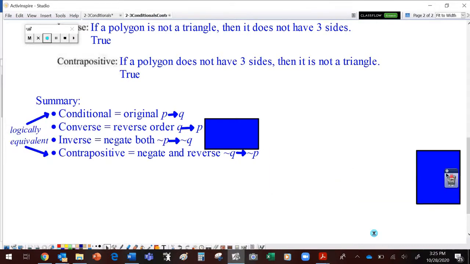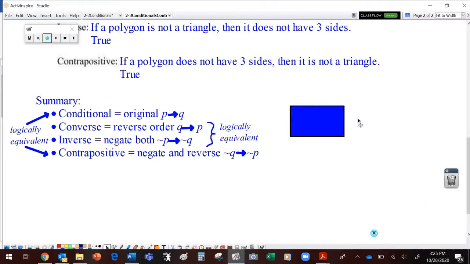And we said that the conditional and the contrapositive are logically equivalent. They have all the same truth values. And the converse and the inverse are going to be logically equivalent because they have all of the same truth value.